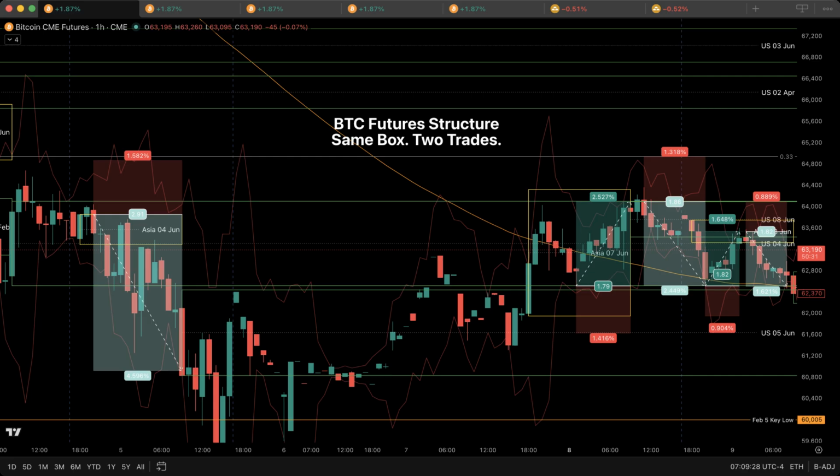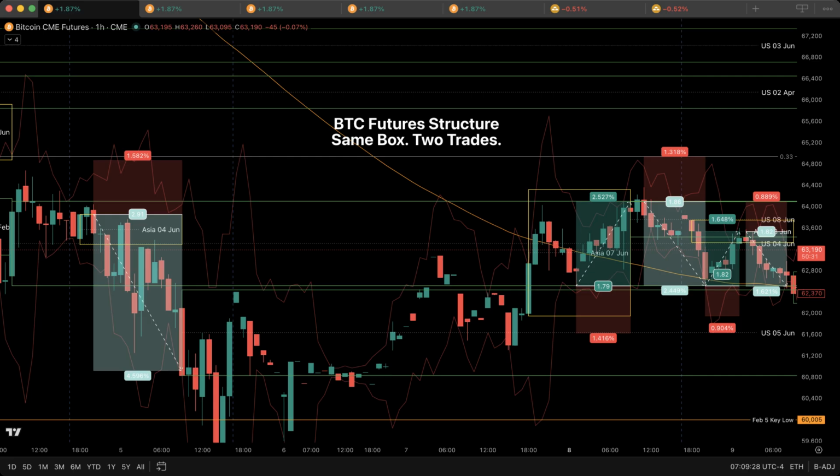The box does not give freedom. It gives a test. June 8th Asia session first moves lower. It reaches June 4th US session lower boundary. It tests that old memory. Then price moves up. It reaches June 8th Asia session midpoint. It tests the middle. Then price falls again. It returns to June 4th US session lower boundary.